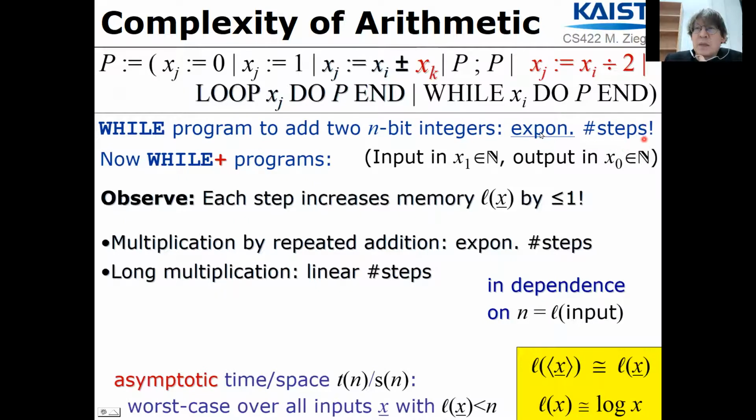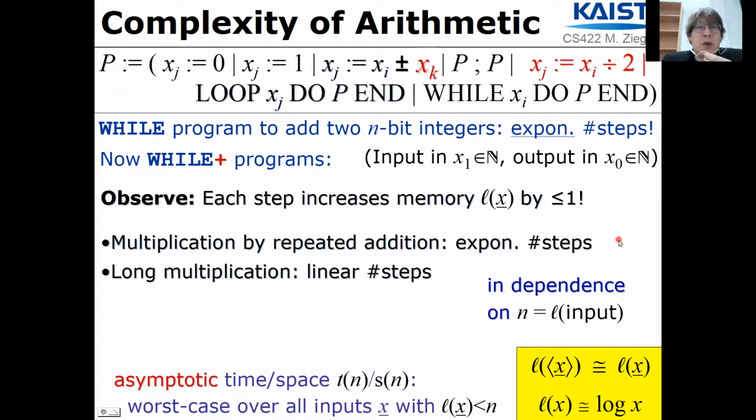So that long multiplication can be expressed in a while plus program, and maybe that's a nice exercise for you: write a while plus program realizing long multiplication with a loop which is linear in the number of steps. And there's also some attention to be paid. How often will the program execute the loop? How will the program know how often to execute the loop? So I think that's a great assignment exercise.